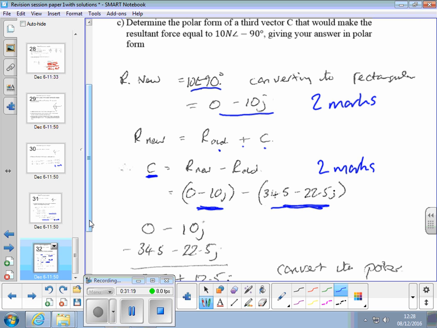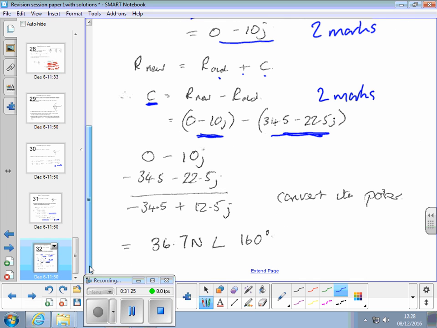How many more have I got to give? 3, ain't I? Subtract that one from that one to come up with that, and convert to polar. 3 more marks for doing that bit. So what we're saying there is, if we add another force of 36.7 newtons at an angle of 160 degrees, the resultant would be a force of 10 newtons overall acting directly downwards. That's what that question was around.